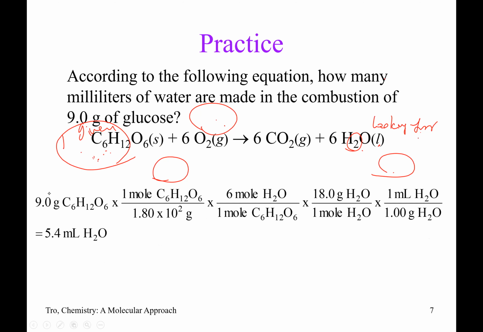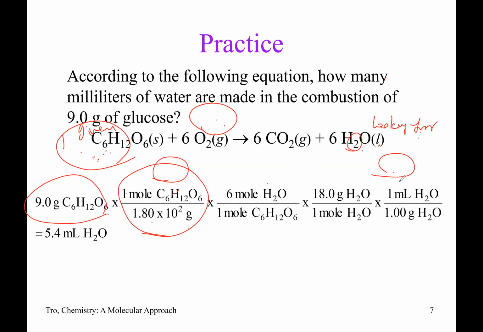We start with the 9 grams of glucose, and we multiply by the conversion factor to change that to moles of glucose, and that is 1 mole per 180 grams, or 1.8 times 10 to the 2 grams. So we have that number of moles of glucose. From the balanced equation, you get the moles of water, and then you answer the question.